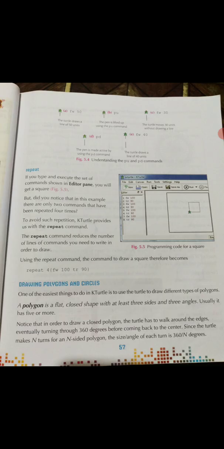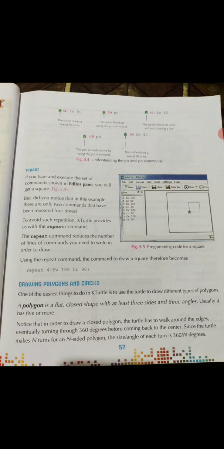One of the easiest things to do in KTurtle is to use the turtle to draw different types of polygon. Firstly, what do you mean by polygon? A polygon is a flat closed shape with at least 3 sides and 3 angles. Usually it has 5 or more. So what is a polygon? It is a geometrical figure having a flat closed shape with at least 3 sides. Sometimes it has 3, or else sometimes it has 5 or more.